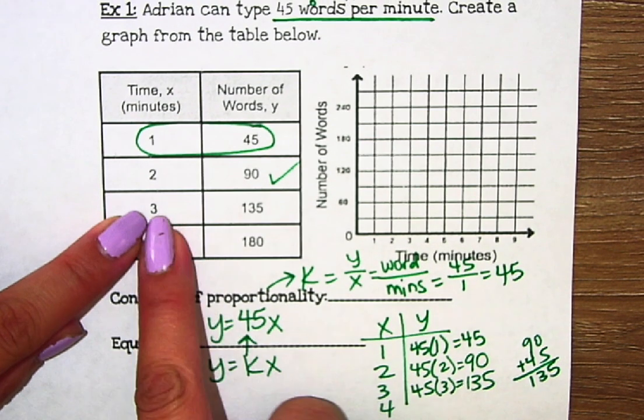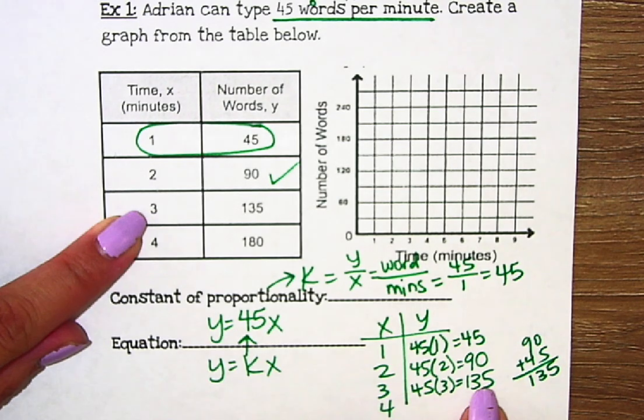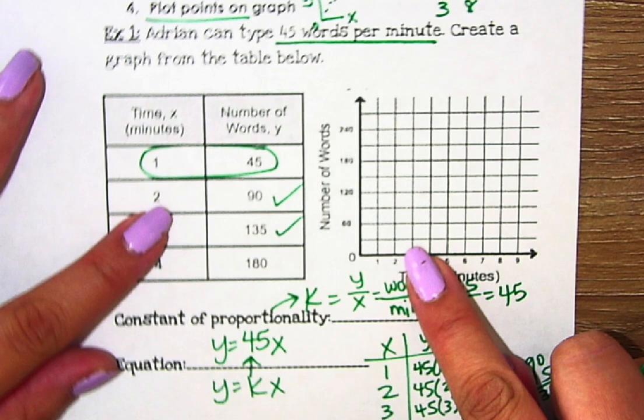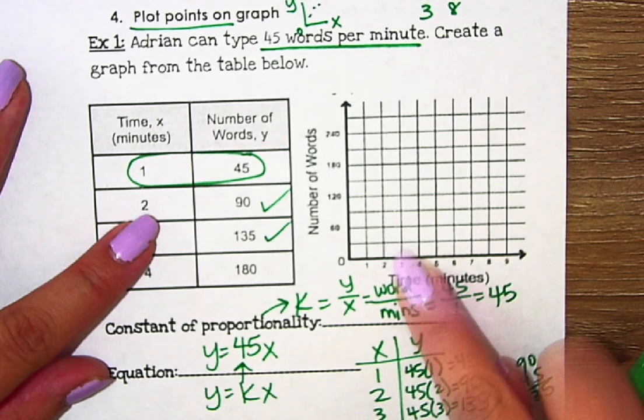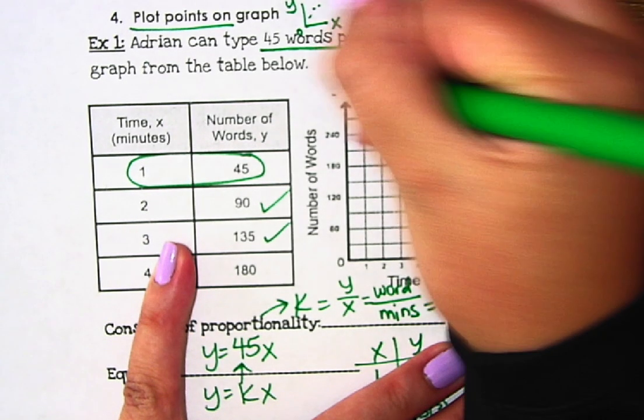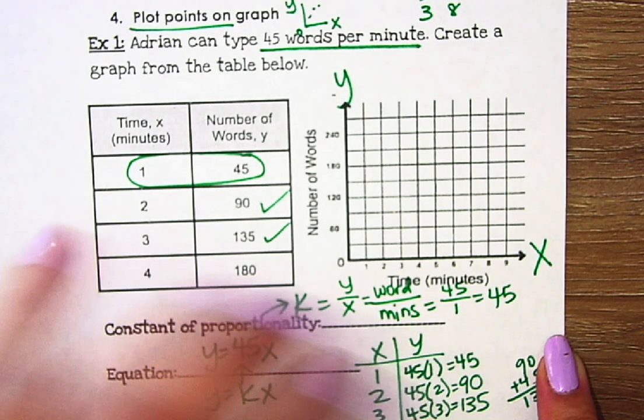Does it say 3 and 135? Yes, it does. Okay, now that I've checked the table, I can go ahead and plot my points on the graph. If you remember last week, the first thing I want you to do when you see a graph is label your x and y axis.